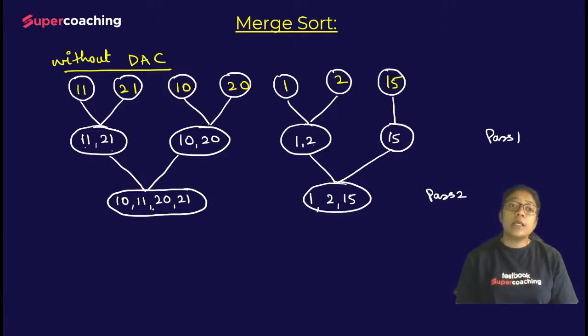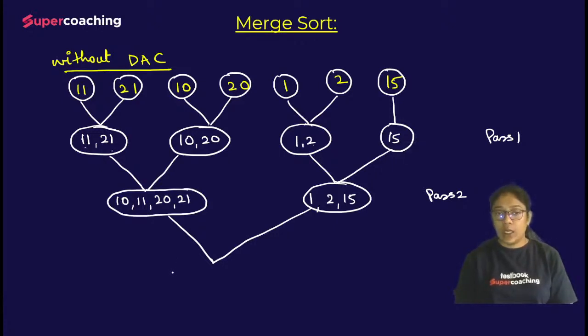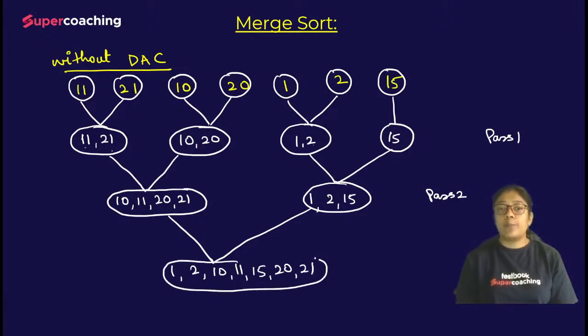Again, how long will we continue? Until you get one list. So we'll merge these, and here 1 will be compared with 10, so we get 1; 2 will be compared with 10, so 2; then 10, 15; 10, 11, 15, 20, and 21. So this is how the without divide and conquer approach works. This is the output after pass 3. So finally, after 3 passes, the elements get sorted.